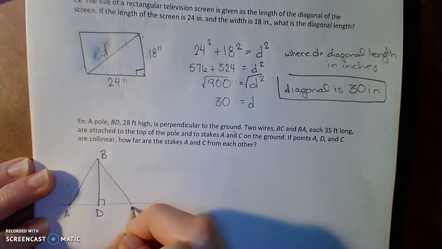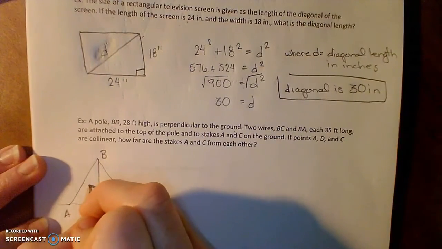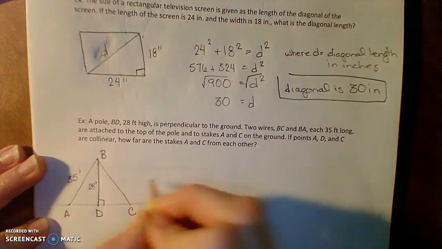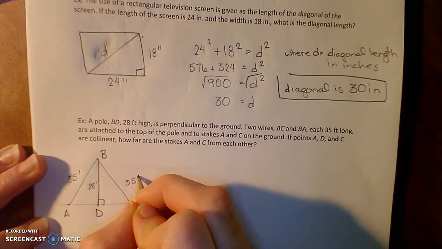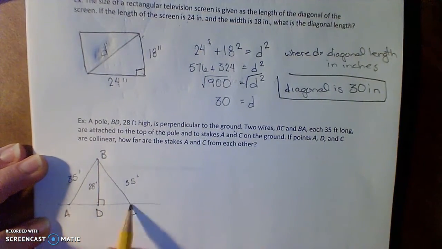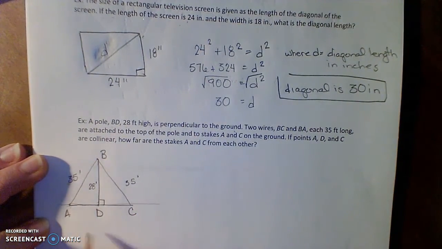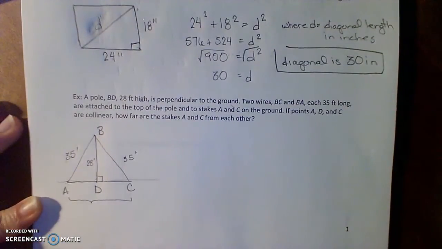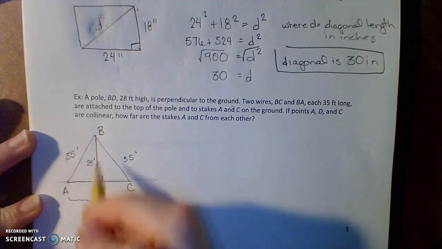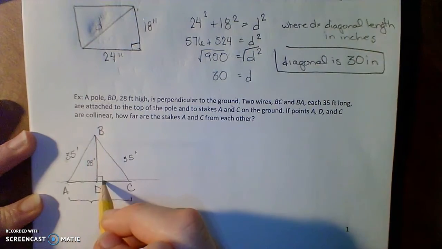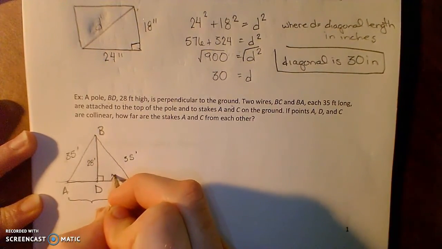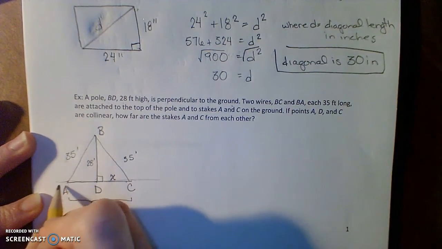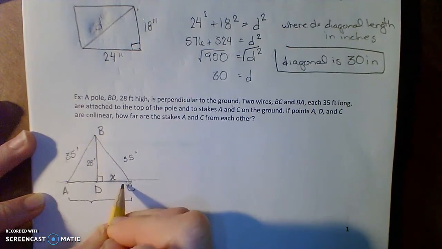Here's A, here's C, and so this is 28 feet, and each one of these is 35 feet. Points A, D, and C are collinear. They lie in a straight line. How far apart are A and C from each other? That's what I'm trying to figure out. All right, so first, let me notice that I have these right triangles here. Let me first solve for the length from D to C. And if I know that length, I could double it to find the length from A to C, right?